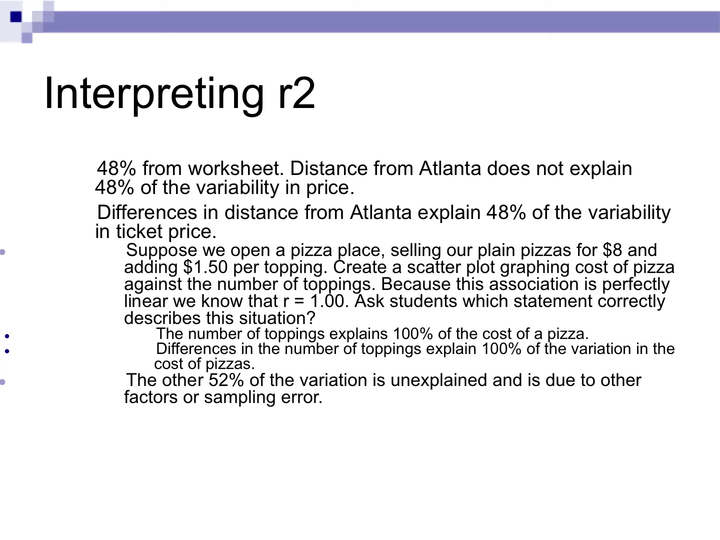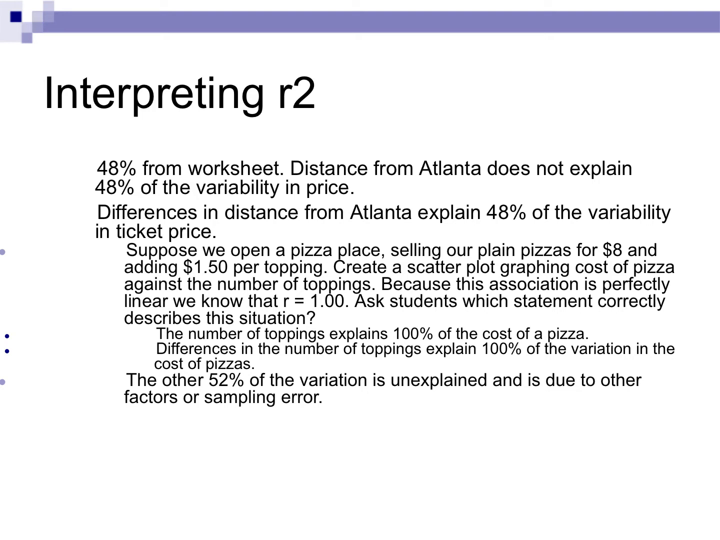Okay, so we're going to talk about interpreting our r squared and our slope and y-intercept today. We're going to look at a worksheet that I have about the distance from Atlanta and the cost of a plane ticket, basically. In that worksheet, 48% was the r squared, and we'll look at that in a minute. We talked a little bit yesterday about the cost of a pizza.